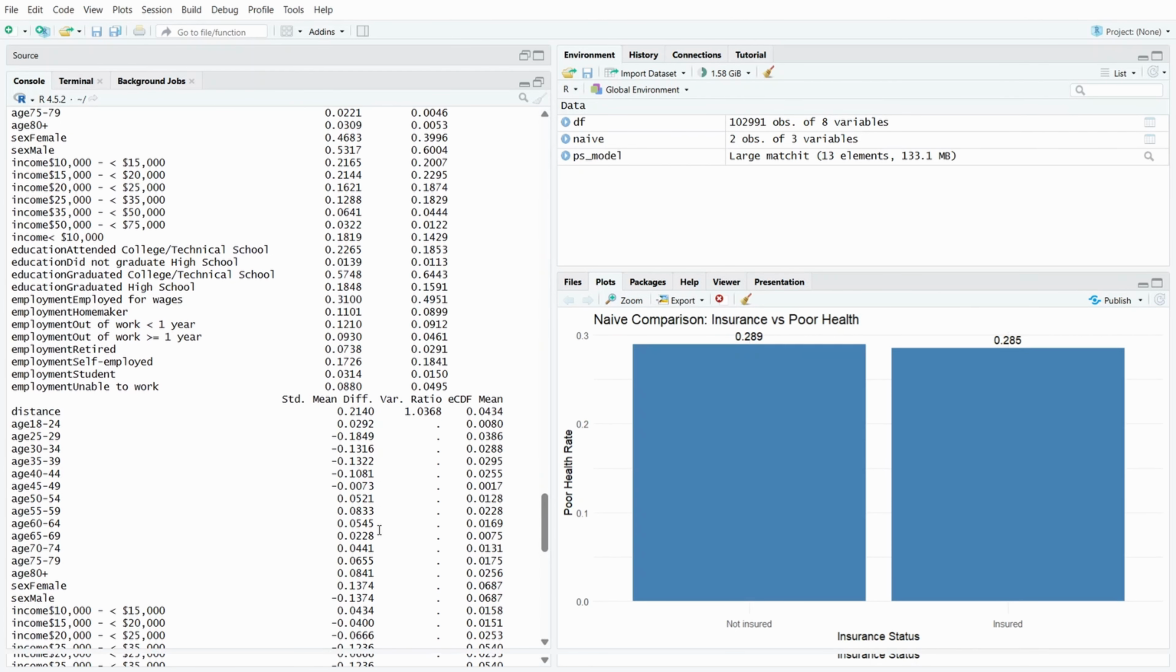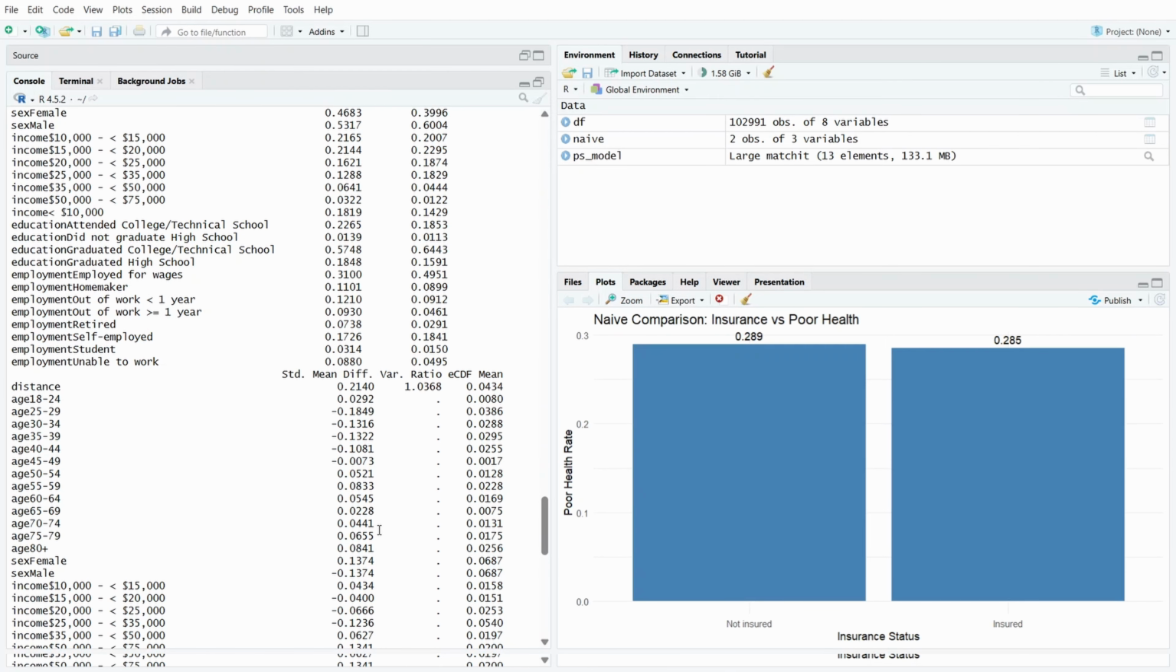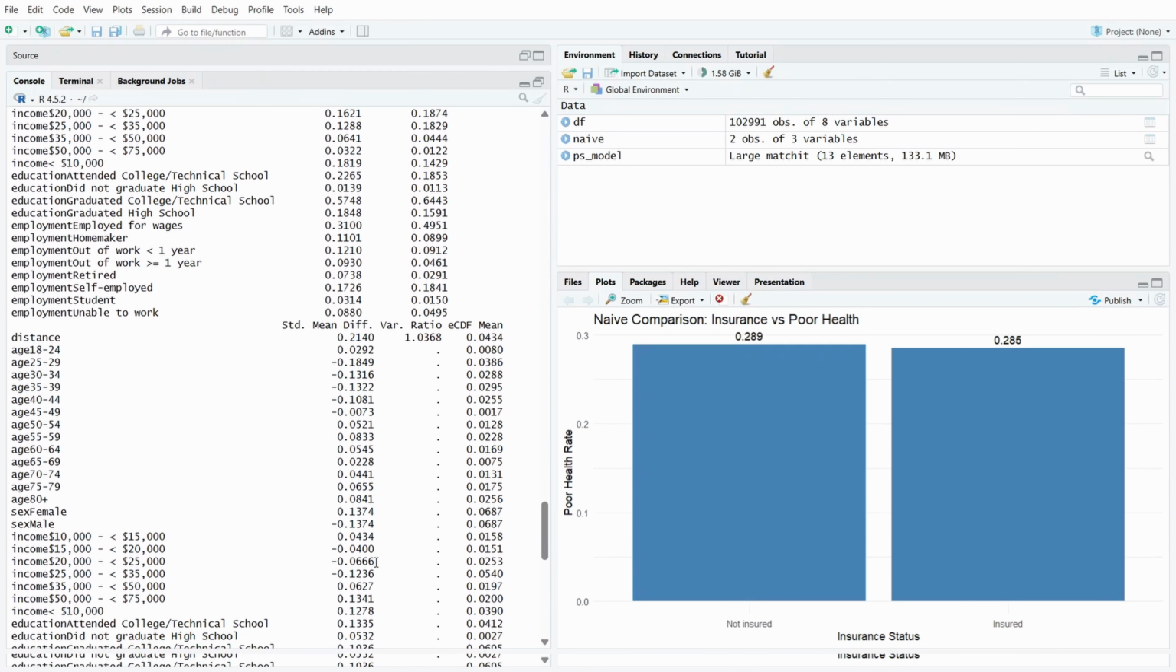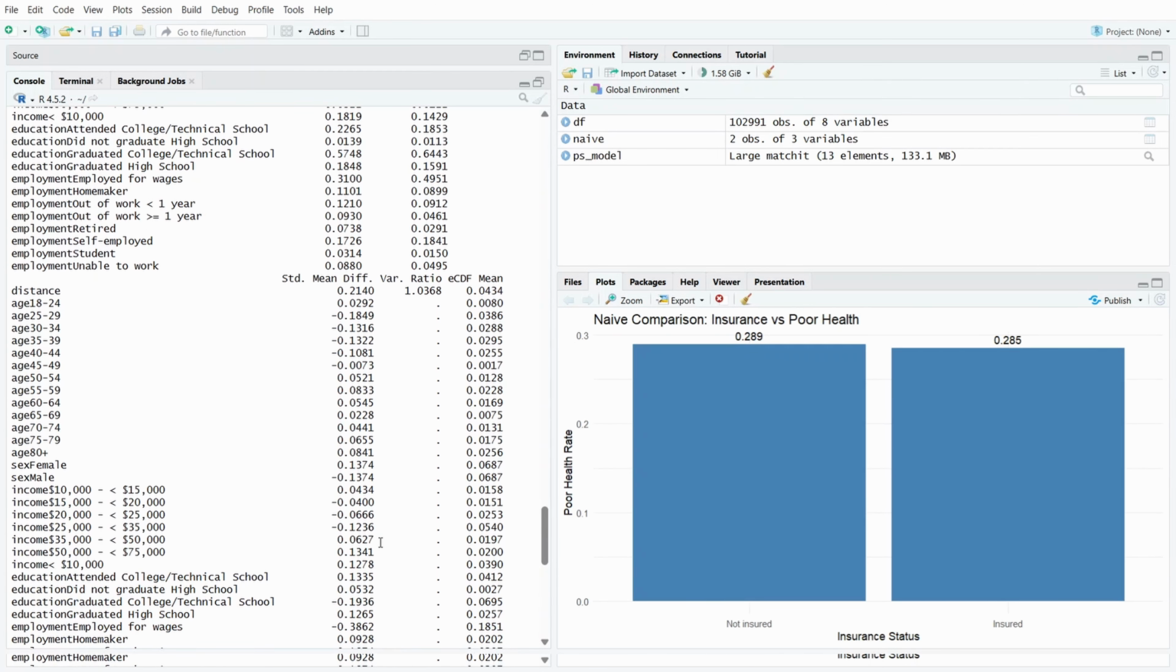Next, we examine sex. The standardized mean difference decreases from about 0.20 to approximately 0.14. This represents improvement, although some residual imbalance still remains. Income categories also improve substantially after matching. Most standardized mean differences become smaller and move closer to zero. Several income categories now fall within or near acceptable balance thresholds.